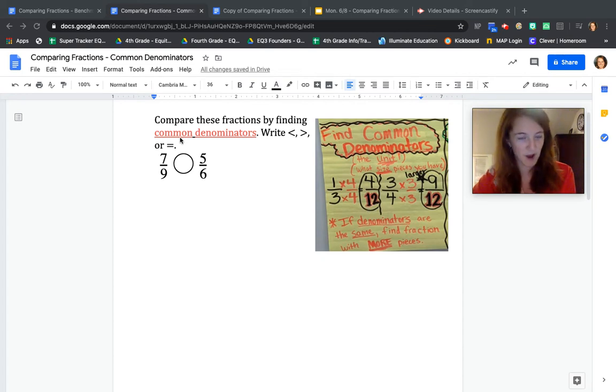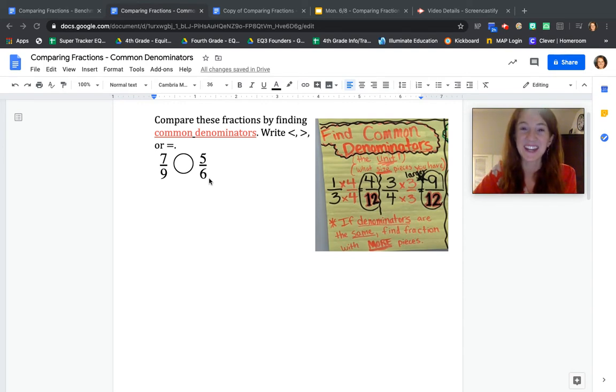How about this problem? Compare these fractions by finding common denominators. Write less than, greater than, or equal to. Remember, they call this an inequality. We have to say which one's bigger or smaller, or if they actually are equal. But we want common denominators. So I need to make this number the same as this number. Do you remember how we do that?